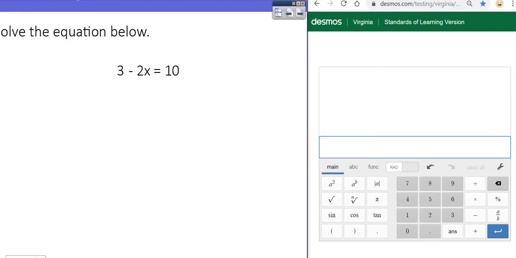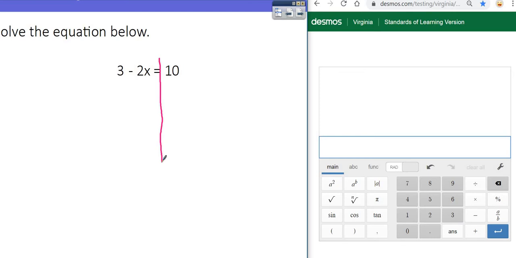Okay guys, so we're going to have to solve some equations. We're going to have to read this first. That's the first thing we want to do. 3 minus 2 times x equals 10. So we're going to look at that. We've got a 3 and we've got a negative 2x.